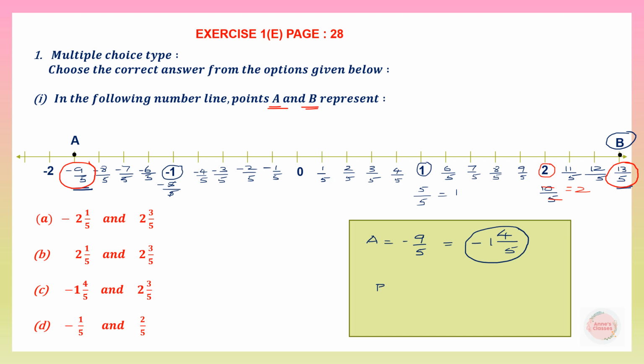Now what would B be? B is 13 by 5. Let's convert that to a mixed number. 5 twos are 10, 11, 12, 13. That's 3 by 5. So now B represents 2, 3 by 5. So now we have our answer. Let's look at the options that have these two numbers. So minus 1, 4 by 5. Where do we have that? We have here minus 1, 4 by 5 and 2, 3 by 5. So we've got both these. So what is our answer? Our answer here is option C. So you have to do this very carefully so that you get the right answer.